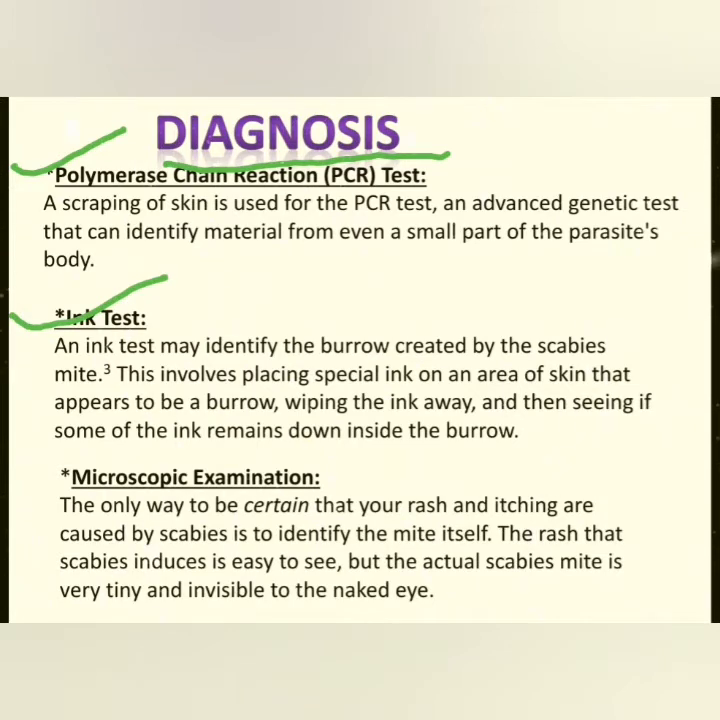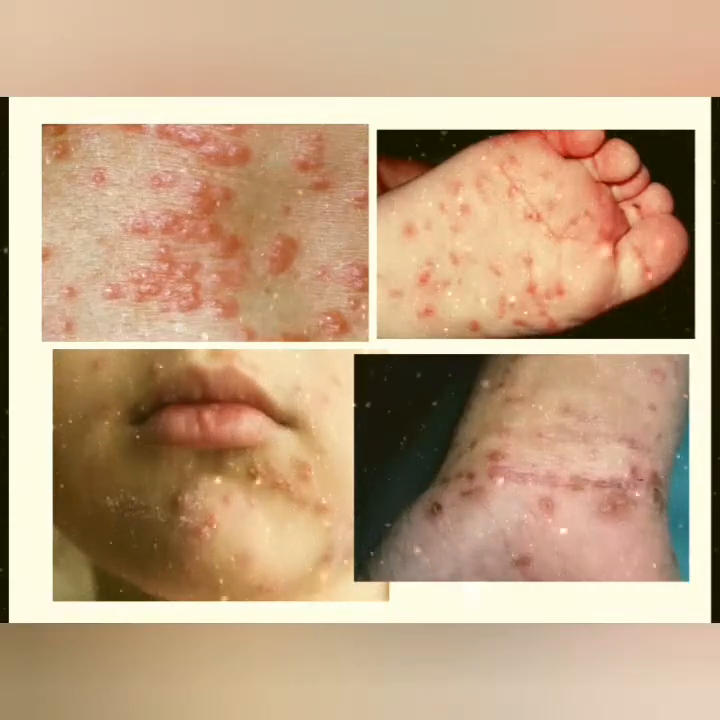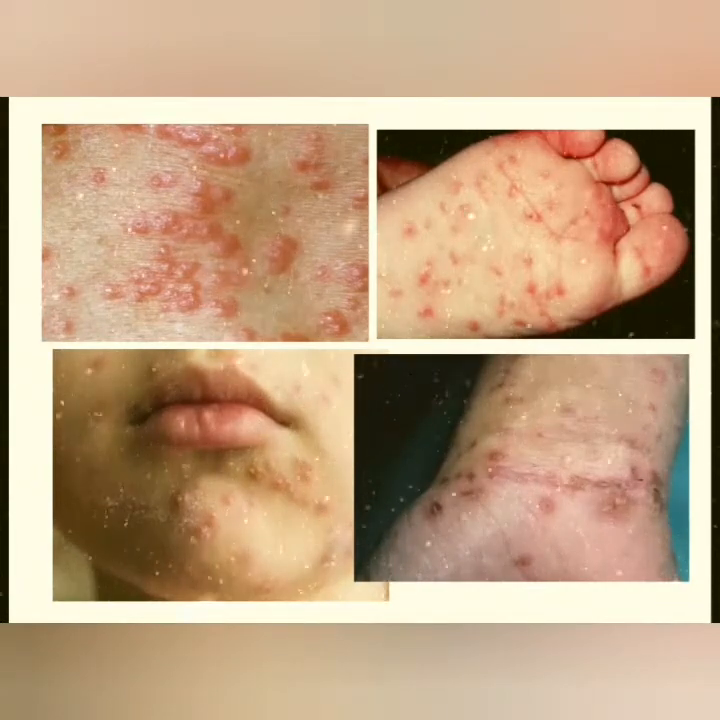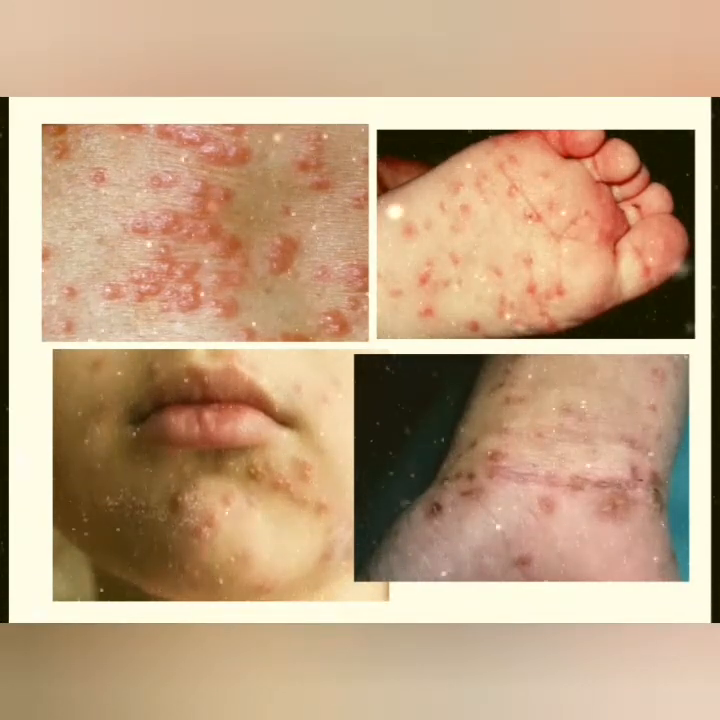Next, microscopic examination. The only way to be certain that your rash and itching are caused by scabies is to identify the mites themselves. So in microscopic examination, we identify the mites. The rash that scabies induces is easy to see, but the actual scabies mite is very tiny and invisible to the naked eye. Here you can see how scabies usually looks.